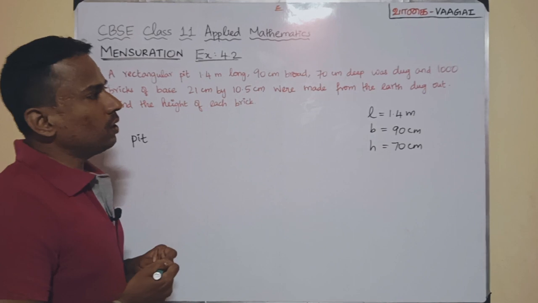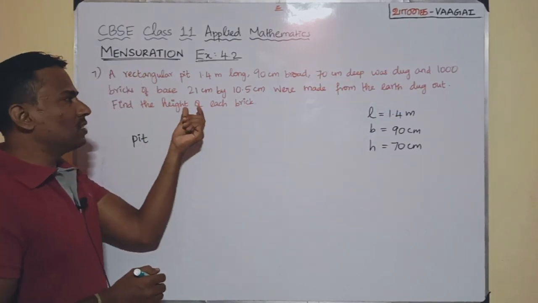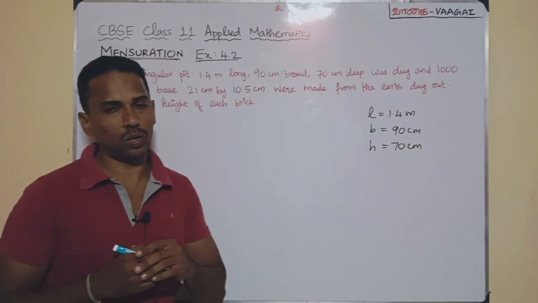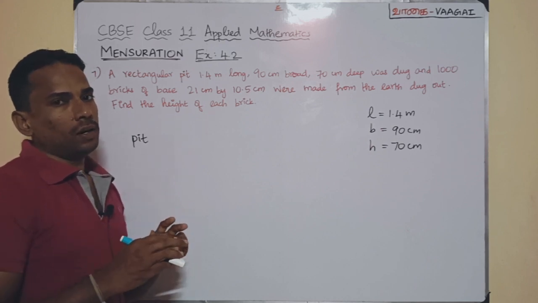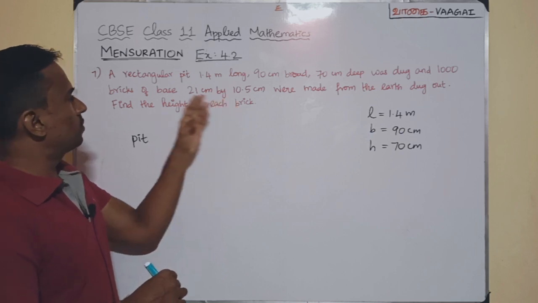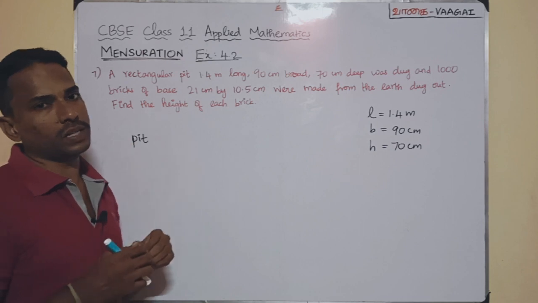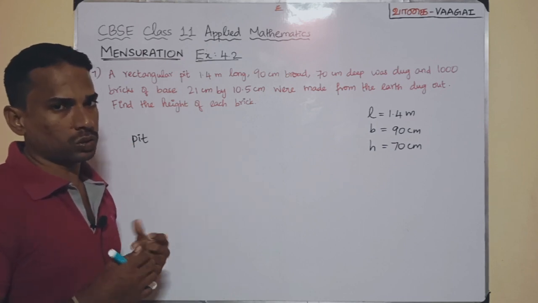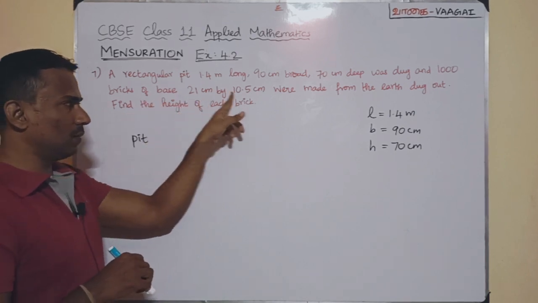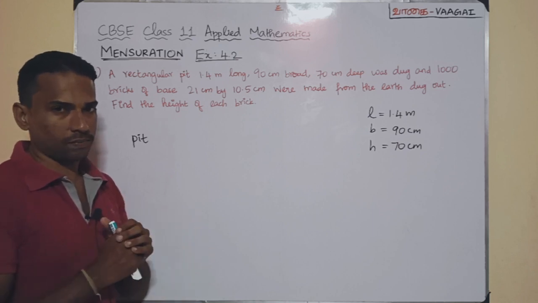And what next are they doing? 1000 bricks of base 21 centimeter by 10.5 centimeter were made from the earth dug out. So they are going to make the bricks, and the bricks are also going to be cuboid shapes only. They are going to make 1000 bricks, and for the bricks they gave the dimensions to be 21 centimeter by 10.5 centimeter. This is the length and breadth of each brick.